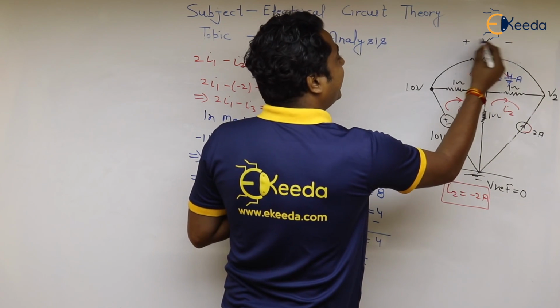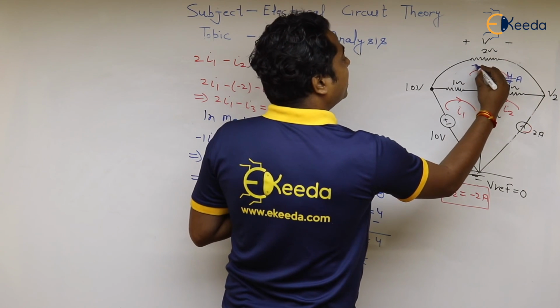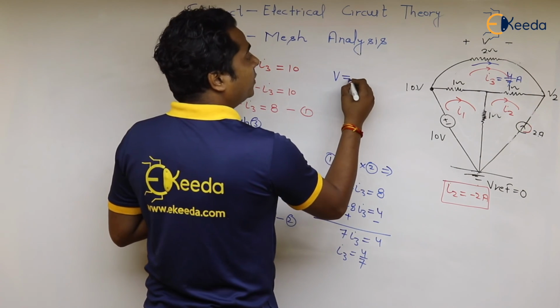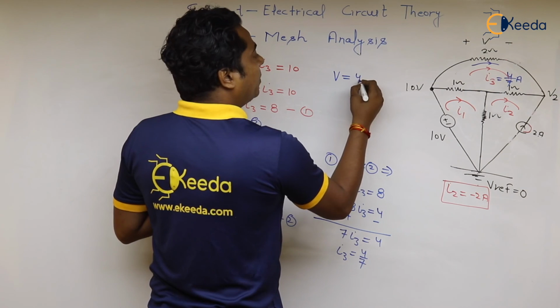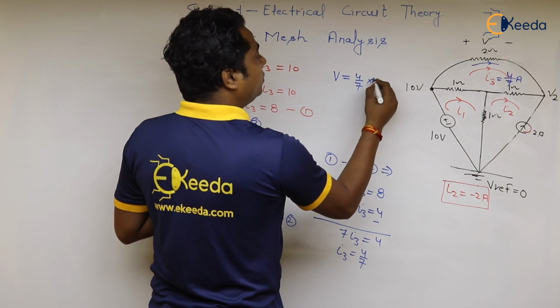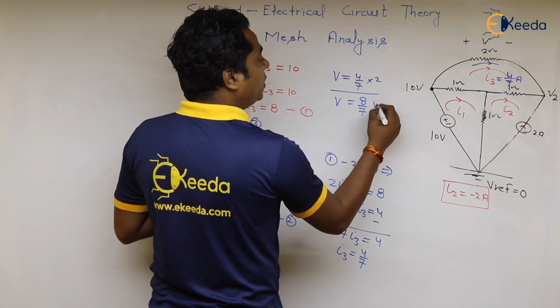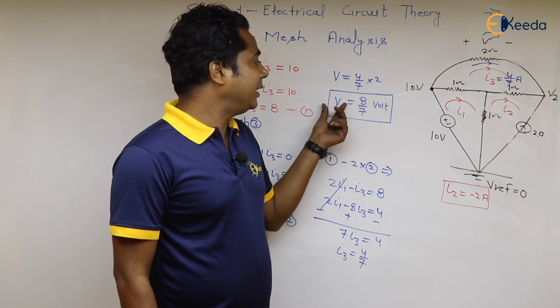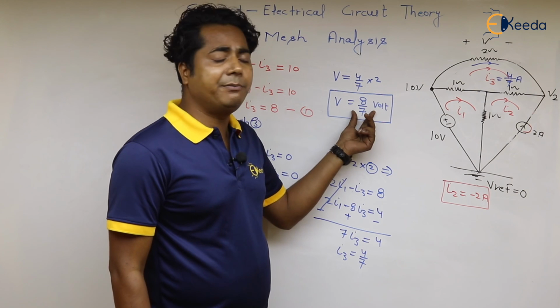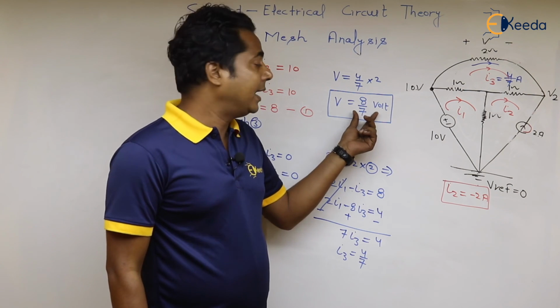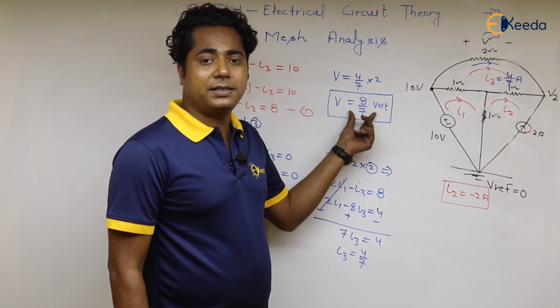If we want to calculate this value V, and we know the current is 4 by 7, then directly we can write V is equal to 4 by 7, meaning I3, into 2, and that will come to 8 by 7. So 8 by 7 volt, we have calculated the value of V is equal to 8 by 7 with the help of both methods, previously from nodal analysis and right now with the help of mesh analysis.